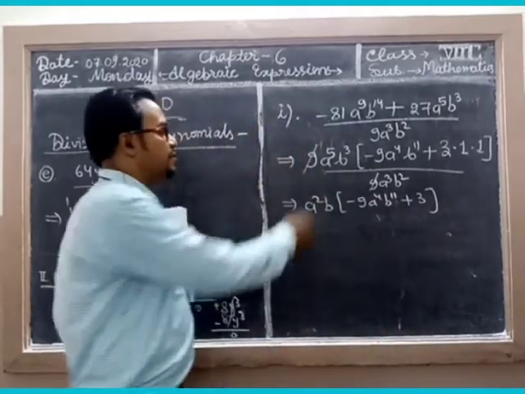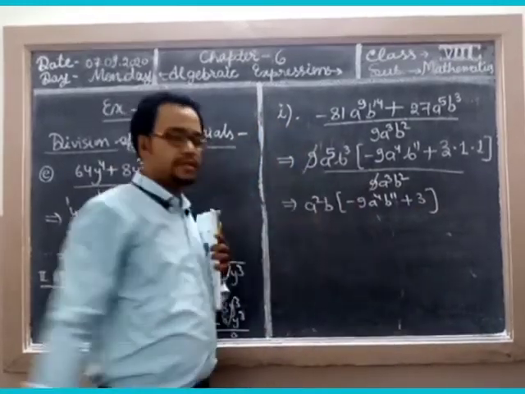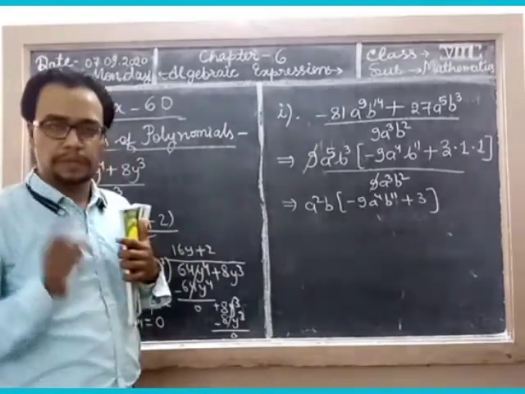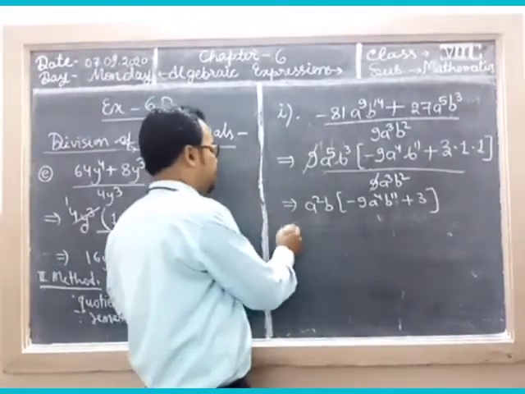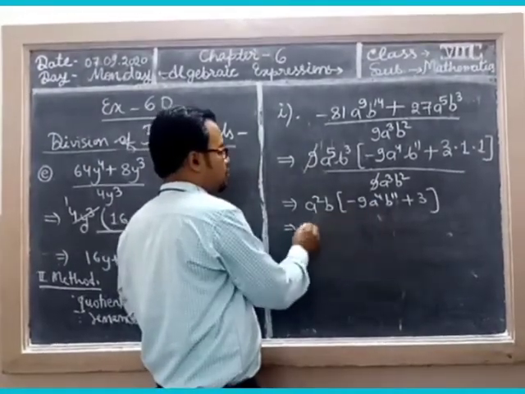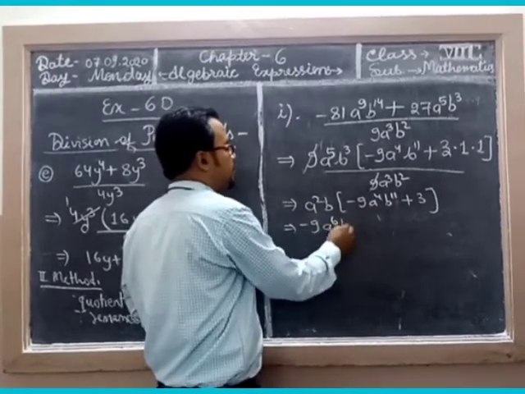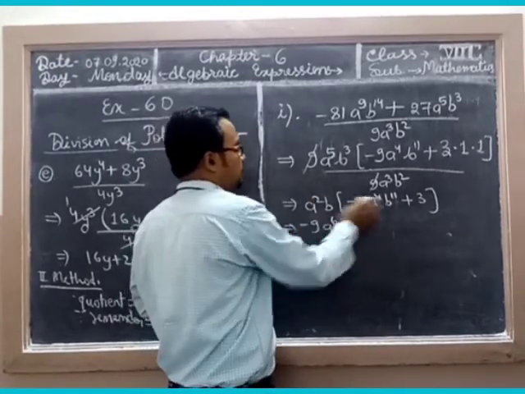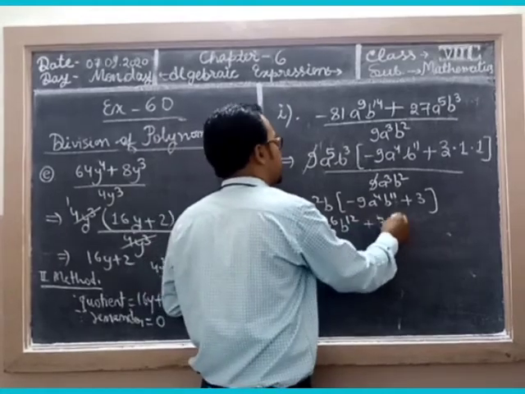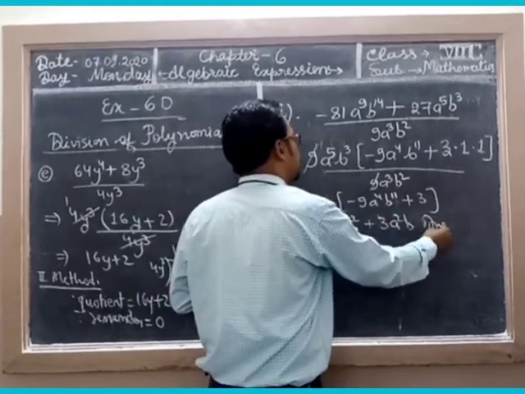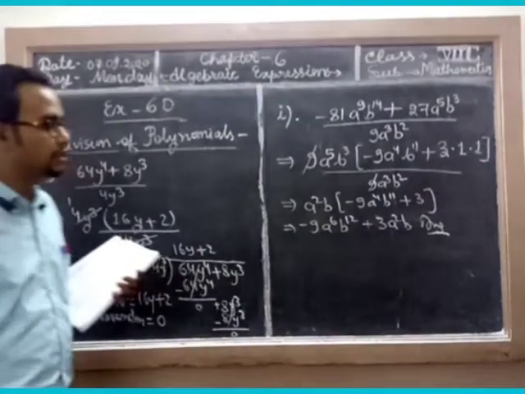Clear? a5 cancels out by a2 times. And b cube cancels out by b square, b times. Now we multiply a square b with this. So minus 9 a square into a4, a6, b into b11, b12, plus sign 3a square b. So this is the required solution.